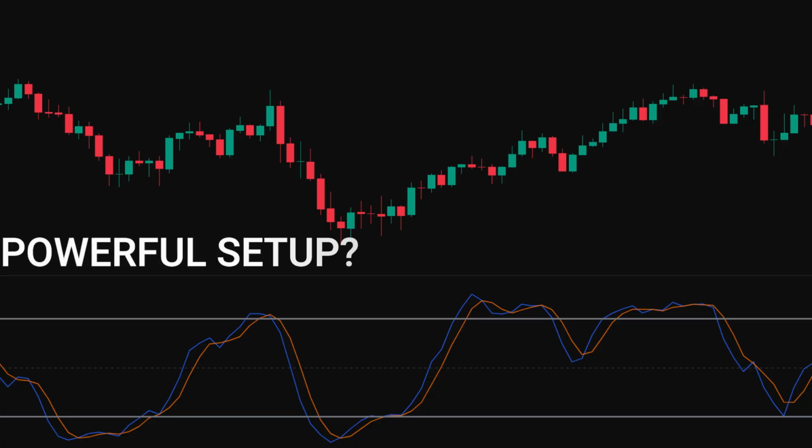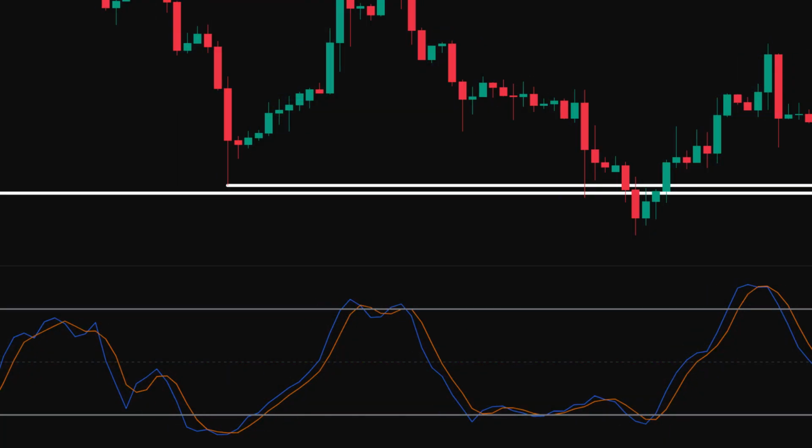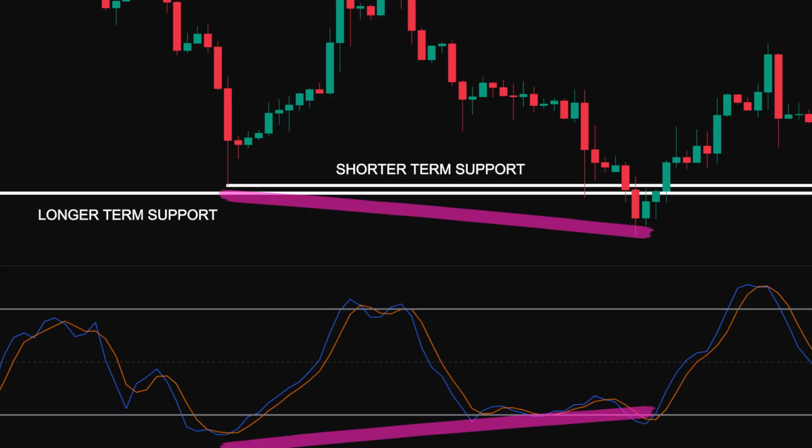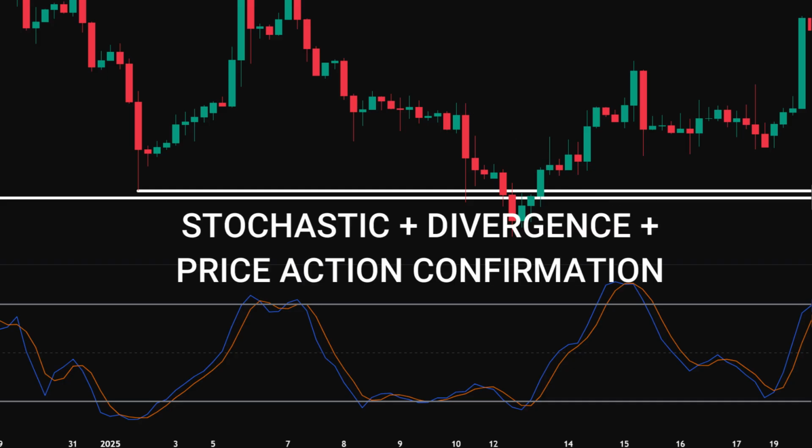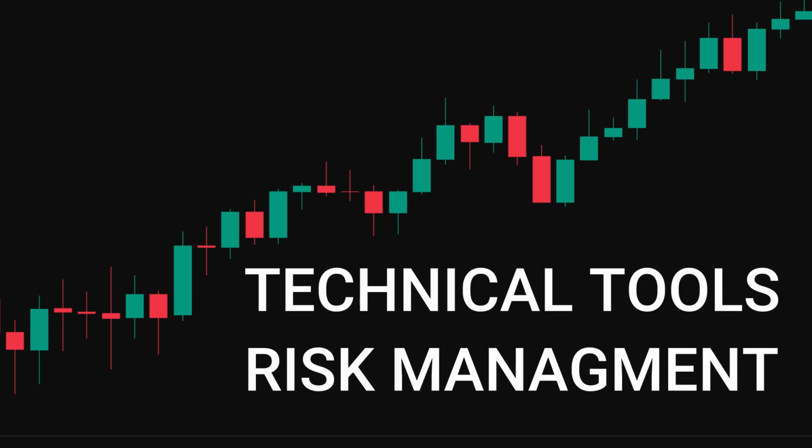And the most powerful setup, this occurs when divergence happens near key support or resistance levels, accompanied by clear price action confirmation. You have to remember that no indicator, no matter what it is, works in isolation. The stochastic oscillator and the divergence patterns it gives you are most effective when you use it alongside other technical analysis tools, such as price action and trend lines like we talked about, and of course, proper risk management.